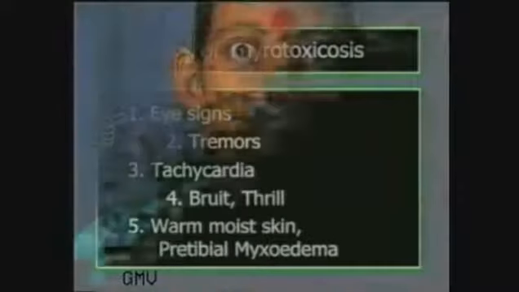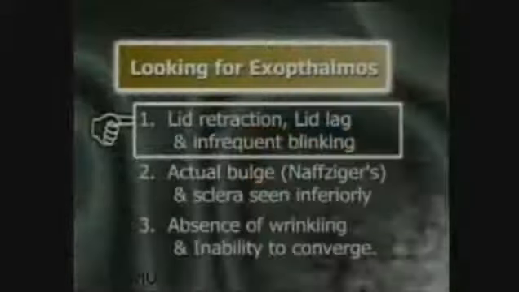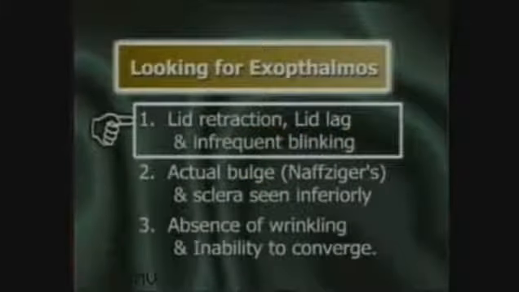Ask the patient sitting upright on a stool to look horizontally forwards towards a distant object at eye level. Normally, the lower lid just touches the limbus at 6 o'clock, while the upper lid covers the upper margin of the cornea from 11 to 1 o'clock. Limbus is the corneal margin. The early eye signs of thyrotoxicosis are lid retraction, lid lag, and infrequent blinking.